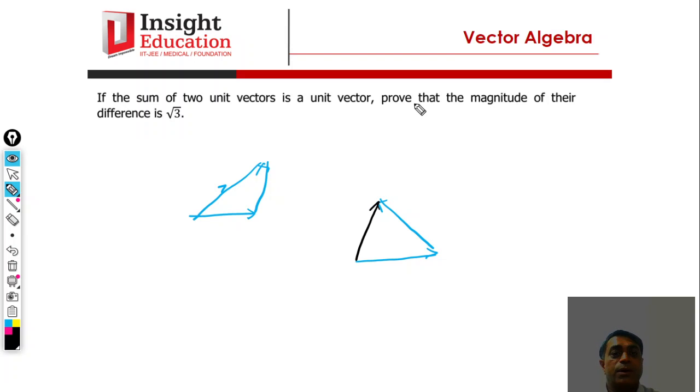Prove that the magnitude of their difference is root 3. So vector A and vector B, their difference, I can draw it in the opposite direction. So this is the difference. Already we have proved this type of example in physics. So the difference is always root 3. Clear?